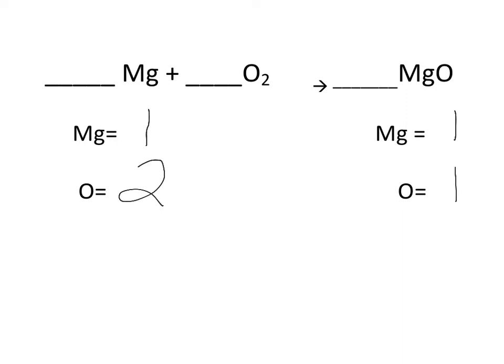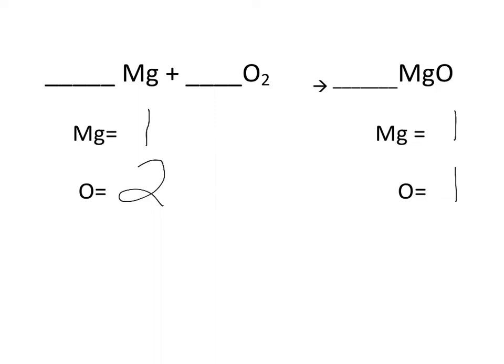And you probably remember that this goes against the law of the conservation of mass or matter. Two atoms of oxygen went in and only one atom of oxygen came out. The magnesiums are fine, they're balanced.